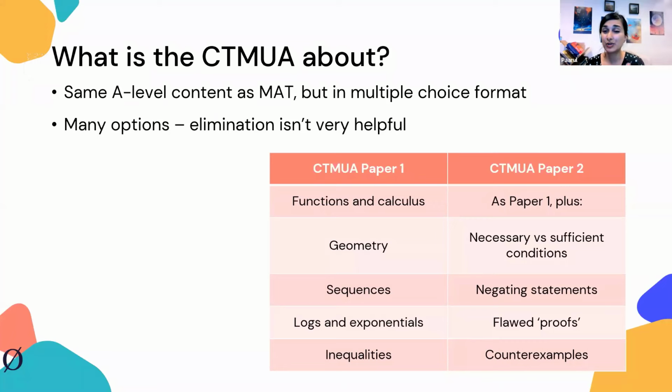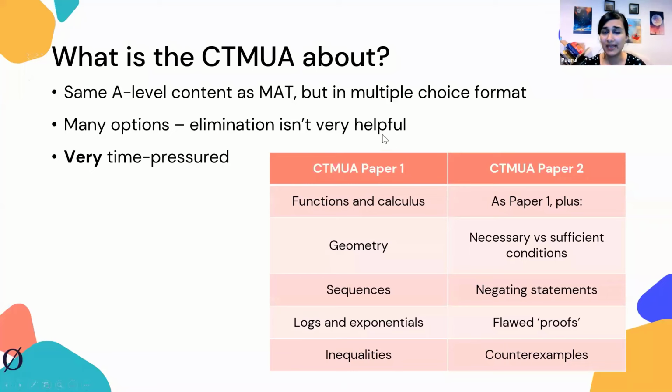We found that for the majority of CTMUA questions, elimination isn't a good way to do them because they give you so many options. It's normally like A to H or something like that, and they cover basically every possibility that you could have, and we'll see an example in a second. So elimination isn't really a good way. They're actually intending you to do the question from scratch. It seems like the multiple choice is there to make it easier for them to mark rather than make it easier for you to do, if that makes sense. And it's an extremely time-pressured exam.